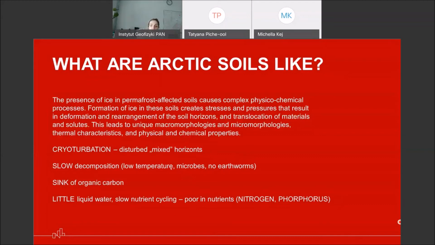So we should not expect those very model-like horizons, model-like layers. What we do expect, and we do encounter very often, is a process called cryoturbation, which means that horizons are very disturbed, they're mixed, they're not very distinguished, but their surface is very disturbed. Also, due to low temperature, due to low amount of microbes, and also due to the fact that there are no earthworms in the Arctic, the decomposition process is very, very slow.